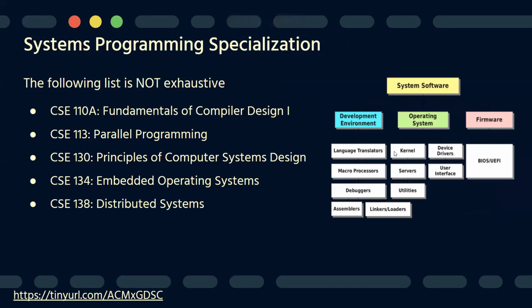All right, so now for the systems programming specialization. Again, you can see some of these classes will overlap. So here, CSE 130 is a common class that you'll be taking. I believe it's present in three out of the four concentrations for computer engineering. I think the only exception is digital hardware. You don't need systems design for that.